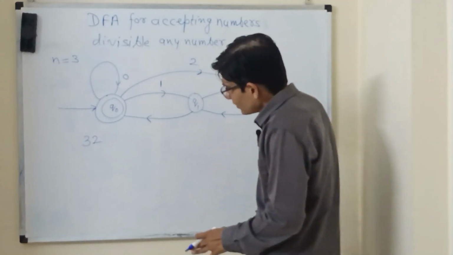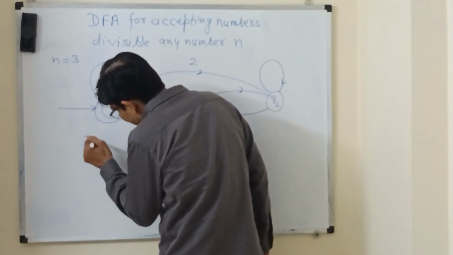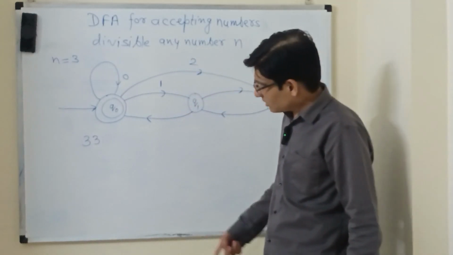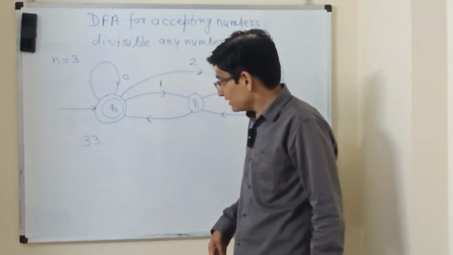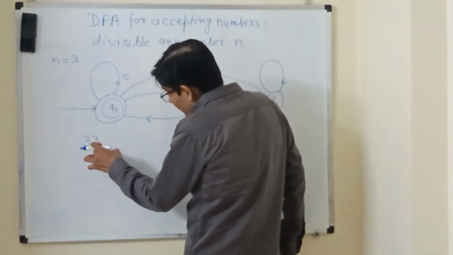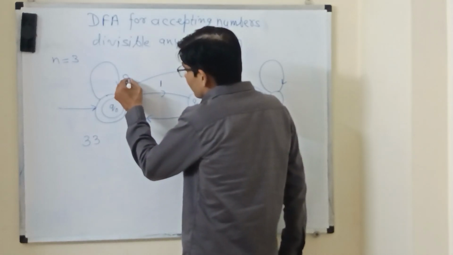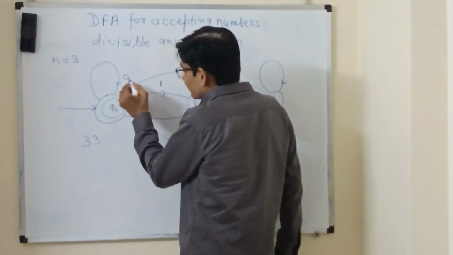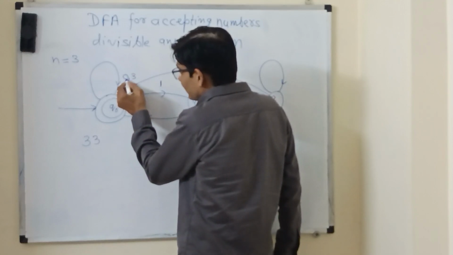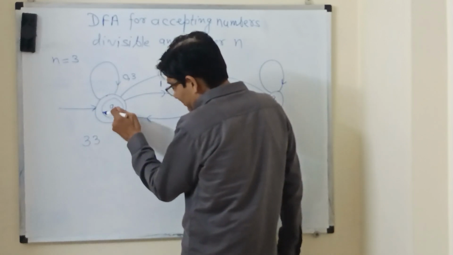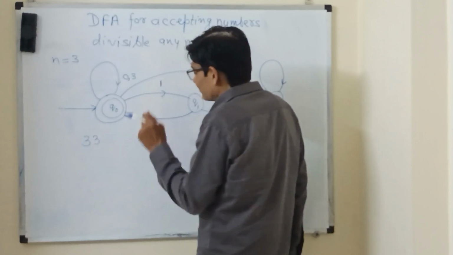Now I will apply 3 here. So it becomes 33, and 33 is again divisible by 3. That means we are getting the same state. So instead of creating a new transition, I will use this transition only. On applying 0, we are getting the same state, and on applying 3, we are getting the same state.